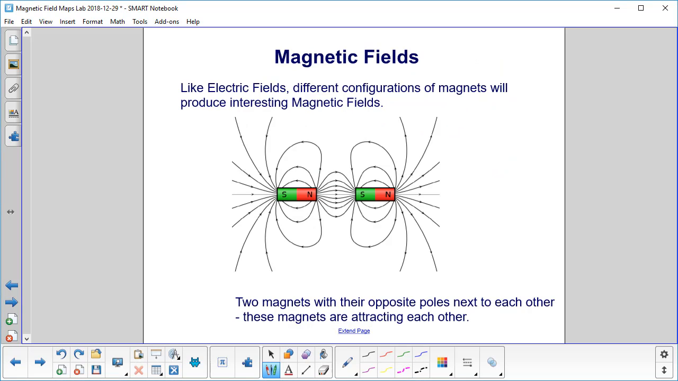Now we have two magnets with their opposite poles next to each other. They're attracting each other, and let's see what the magnetic field loop looks like. We'll start over here. We go like this. Goes here, goes through the magnet, comes up here, then returns back to the left-hand magnet, and then there's your complete loop. Notice it doesn't have to look like an oval or a circle.